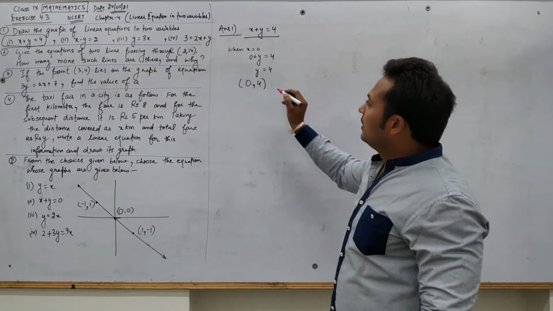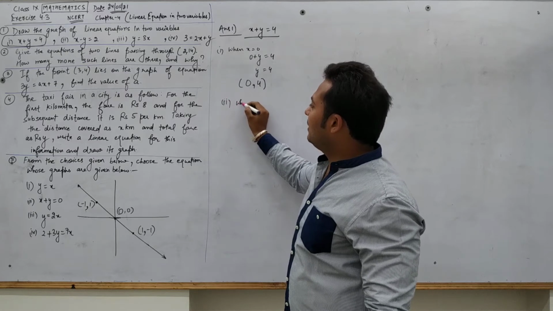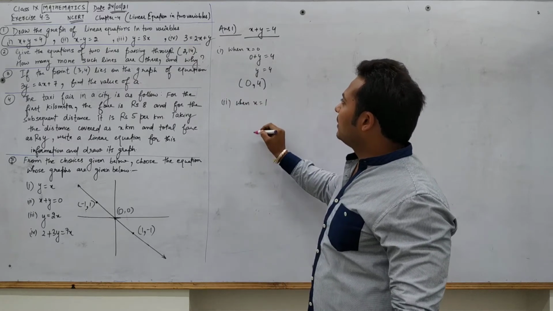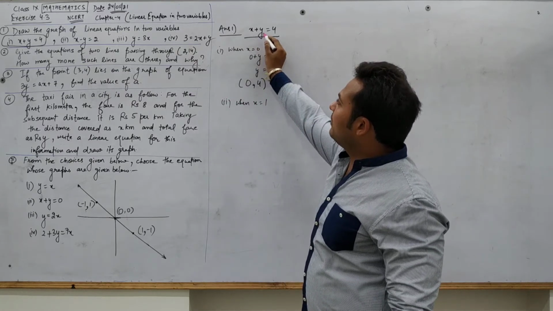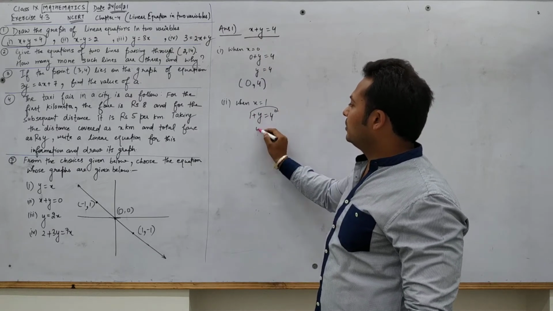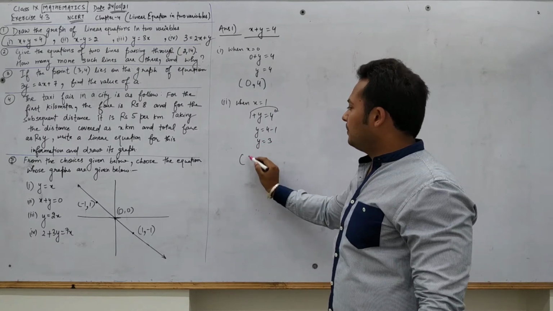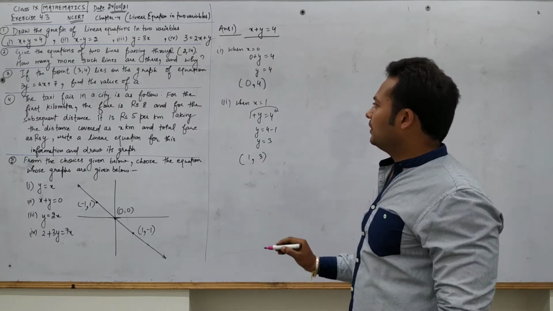Okay children, now assume another value of x. When x equals 1, put x equals 1 in this equation. 1 plus y equals 4, take 1 to the right hand side, y will be 3. So the point will be (1, 3).